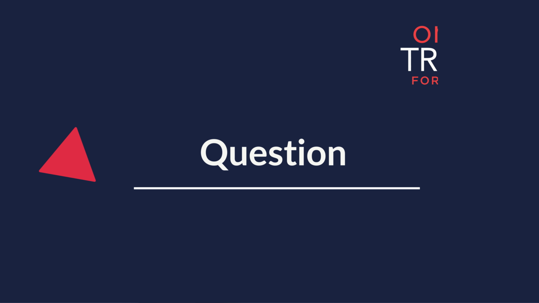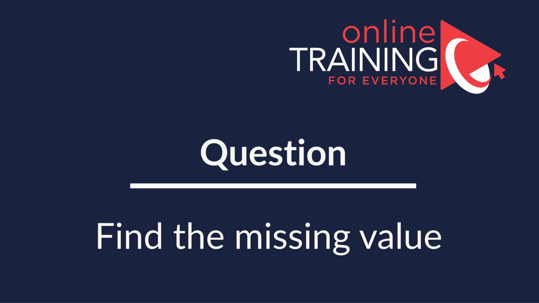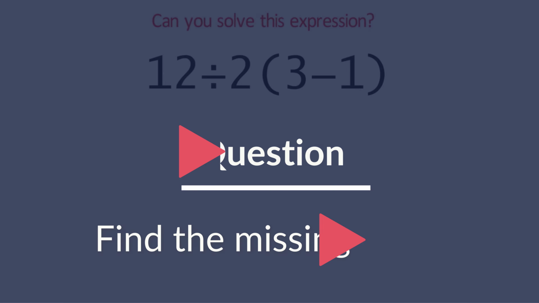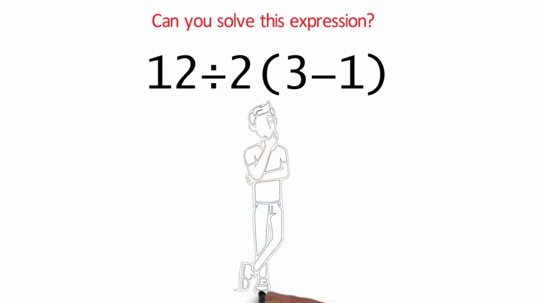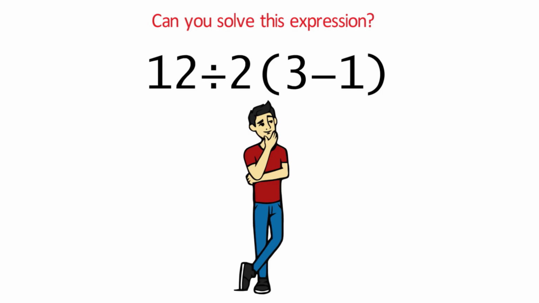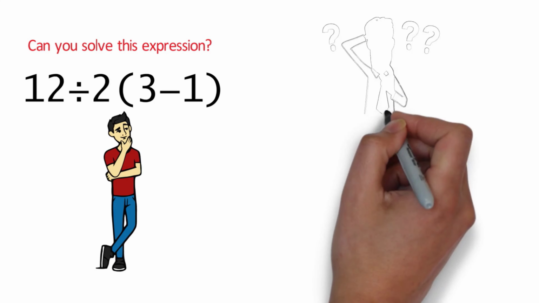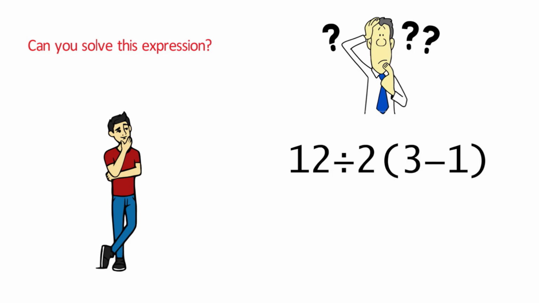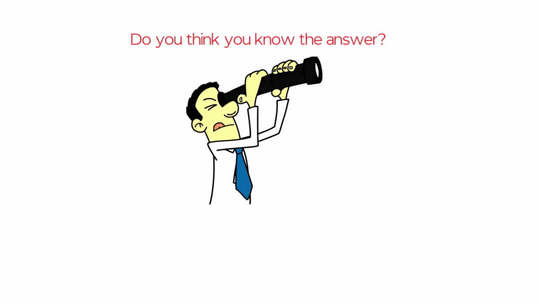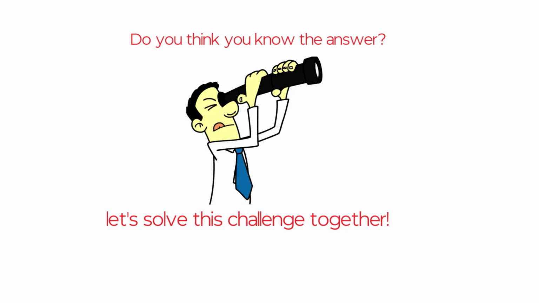Here's the interesting question, which is easy to understand, but at the same time you will have a lot of fun solving it. You need to calculate the simple expression 12 divided by 2 and then multiplied by the value in parentheses, which is 3 minus 1. Take a look closely and see if you can come up with the answer. There are 3 operations here: division, multiplication, and subtraction. All you need to determine is which one to do first, second, and third. Do you think you know the answer? Let's continue and get it solved together.